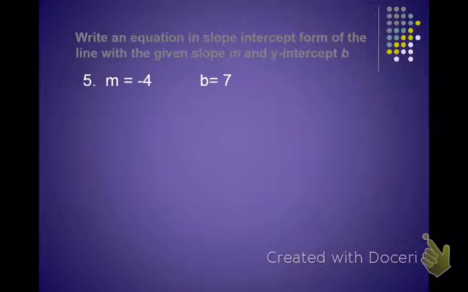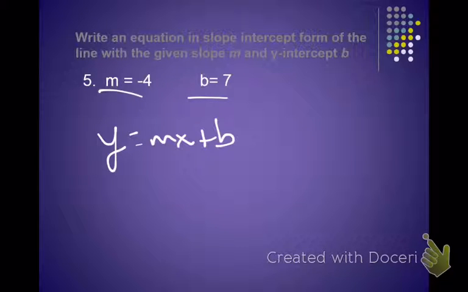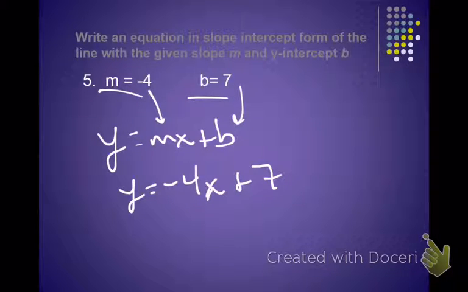Try this guy. What would the slope-intercept form of the line look like with this slope and this y-intercept? Remember, y equals mx plus b. So where do you put your m? Here, right? As your coefficient on x. And where do you put your b? Here, right? As the constant. So y equals -4x plus 7.